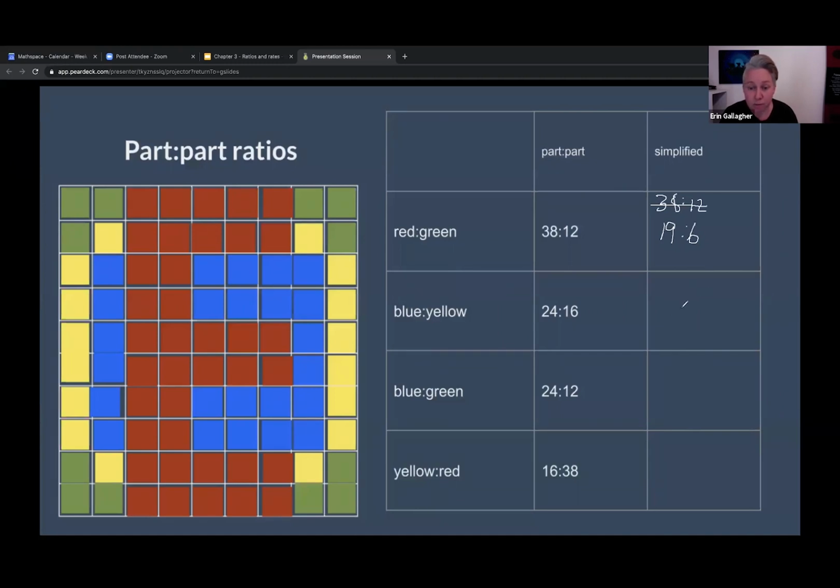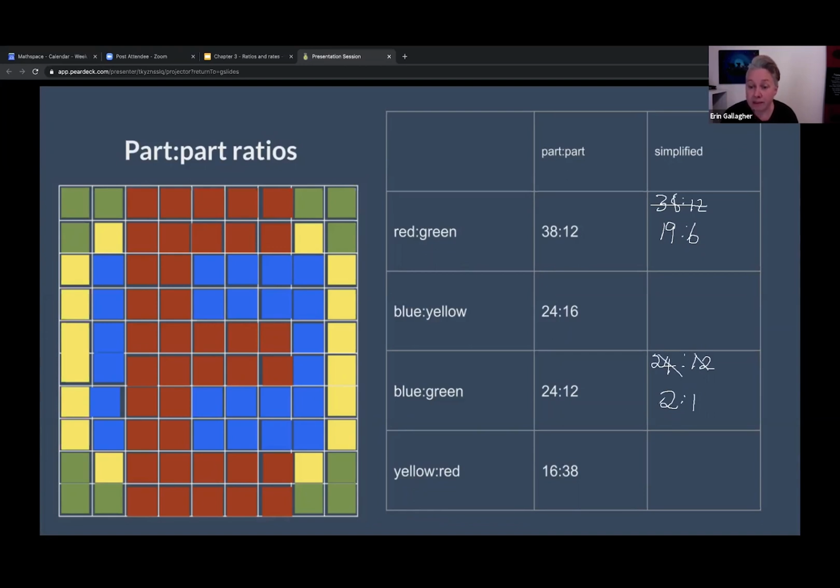And let's just do one more. Let's do this one, 24 to 12. So we want common factors between 24 and 12. Well, in fact, I can see 12 is a common factor in both. Yeah, fantastic. Thanks, Josephine. So if I divide both sides by 12, then I'm going to get the simplified ratio of 2 to 1.